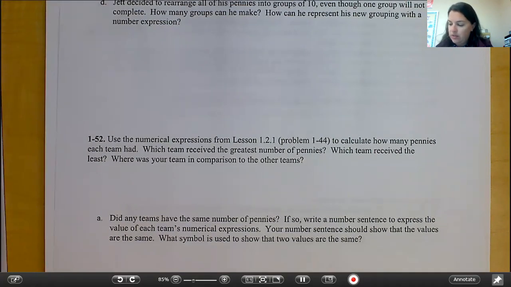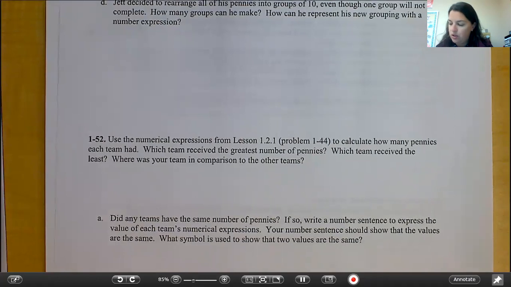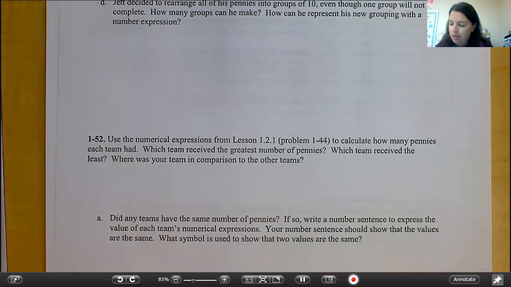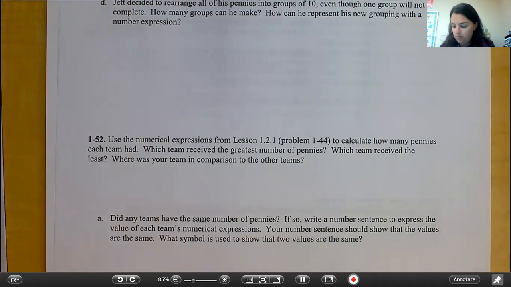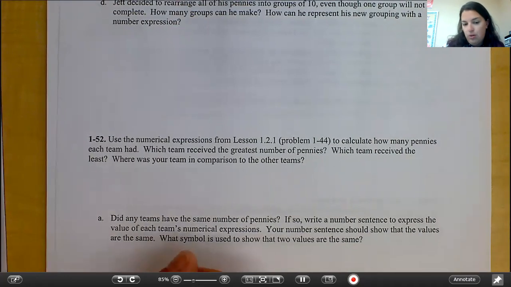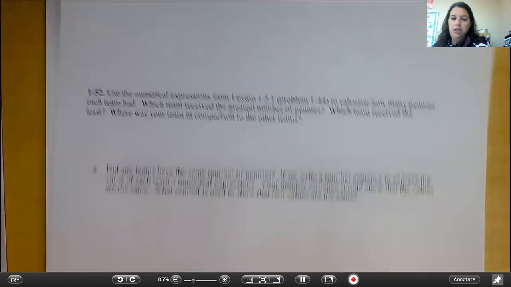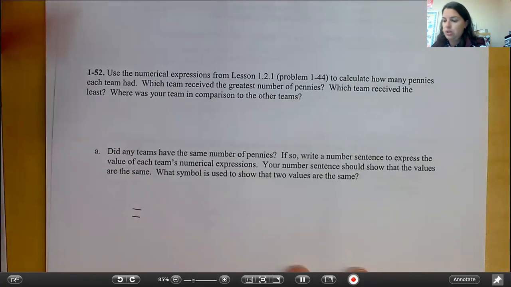Part A says, did any teams have the same number of pennies? If so, write a number sentence to express the value of each team's numerical expressions. Your number sentence should show that all the values are the same. What symbol is used to show that the two values are the same? So I want you to think about that and go back and look at the information from problem 144. Okay, so if you're back with me, you've gone back and looked at the problem information. Think about it. How do we show that two things are the same? Well, it would be the equal sign, and you can't see that. But to show that two things are the same, we would be using the equal sign.